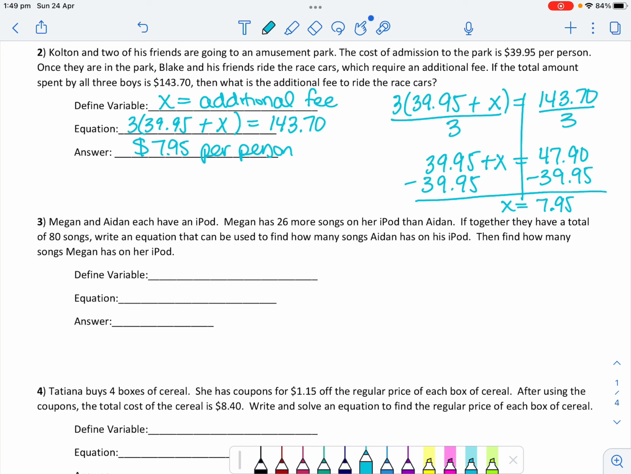Number 3 says Megan and Aiden each have an iPod. Megan has 26 more songs on her iPod than Aiden does. If together they have a total of 80 songs, write an equation that can be used to find how many songs Aiden has on his iPod. So I'm going to have x be Aiden's songs. And then x plus 26 is Megan. So x plus 26 is equal to 80 songs.